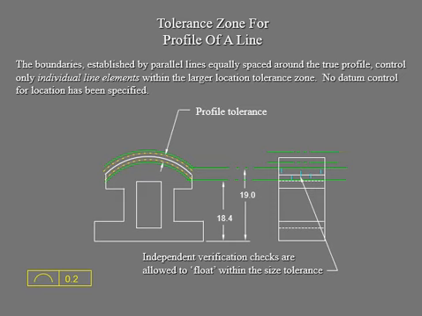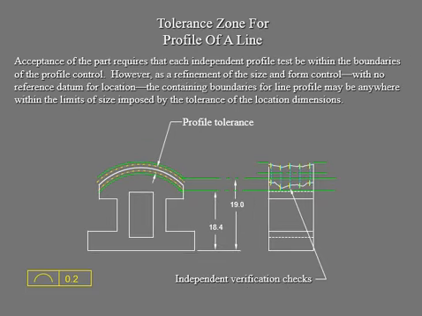So the boundaries established by these lines are equally spaced. Your true profile is right there, the white one, and it's going to control the individual line elements. Okay, all right. So now let's go back here. Go down there, and we have an exaggerated diagram here showing the imperfection on your right side profile. I'm going to put that in the zone.